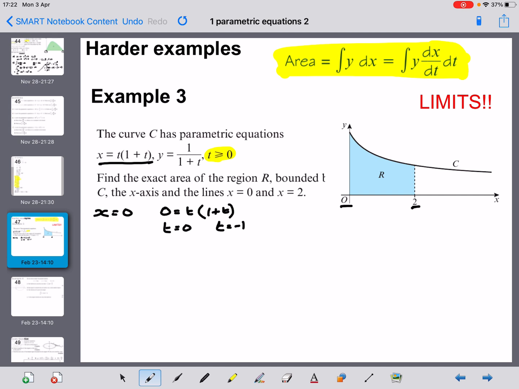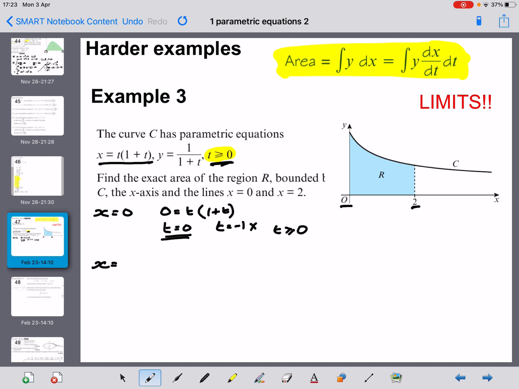Now t is greater than or equal to 0 according to the domain of the parameter, so that we can reject that and say t is 0. Okay, t has got to be greater than or equal to 0. So that's the first limit.